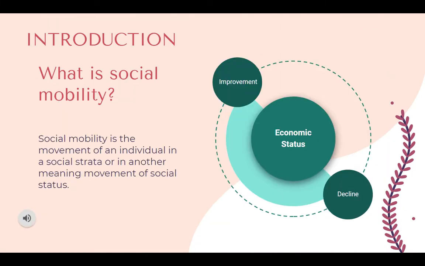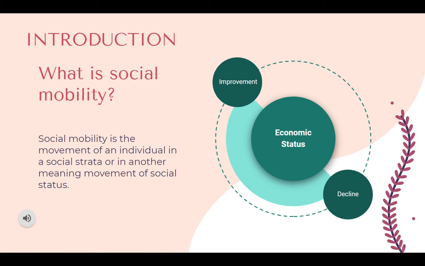Assalamualaikum. I will be explaining about what is social mobility. Social mobility is basically the movement of an individual in a social strata, or in another meaning, movement of a social status. An individual might have an improvement in their economic status, for example, landing a high paying job, in which they will go up in social status. However, they might also have a decline in their economic status because of bankruptcy, in which they will go down in social status.